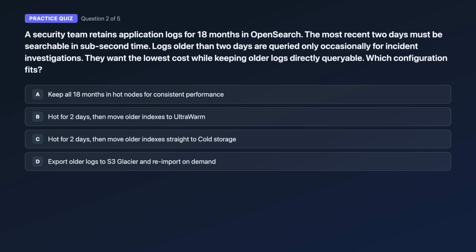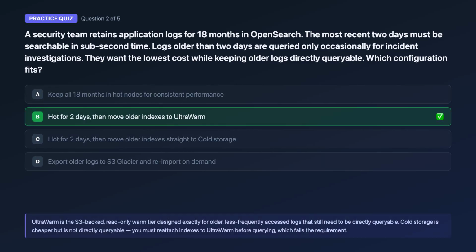B, hot for 2 days, then move older indexes to UltraWarm? C, hot for 2 days, then move older indexes straight to cold storage? Or D, export older logs to S3 Glacier and re-import on demand? Take a moment to think about it.